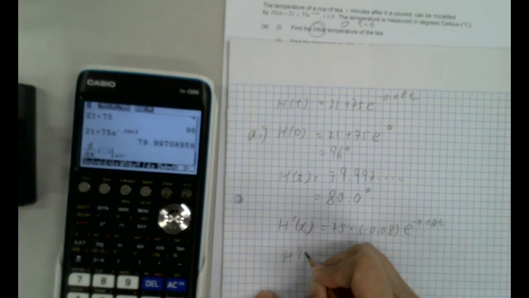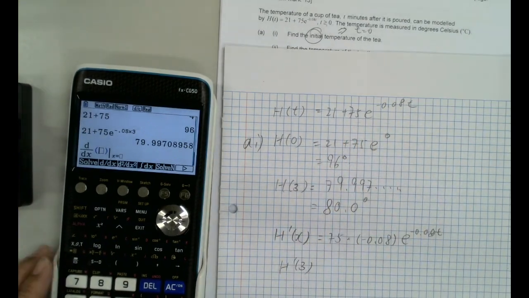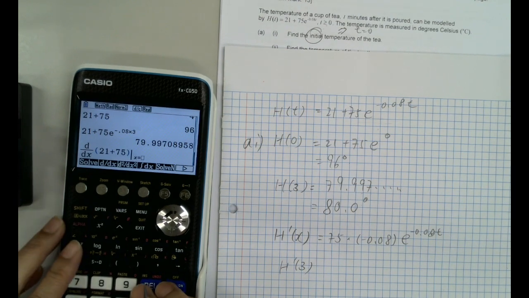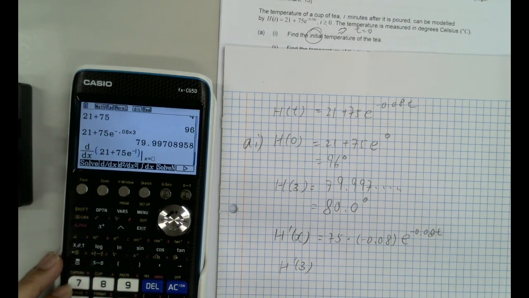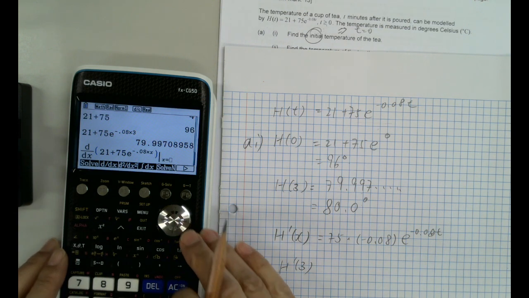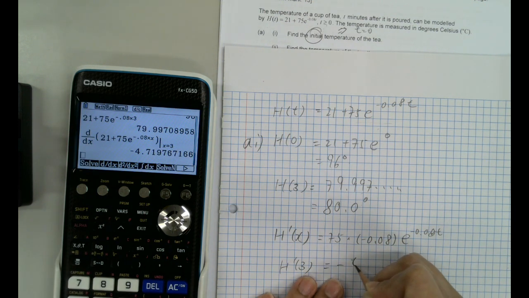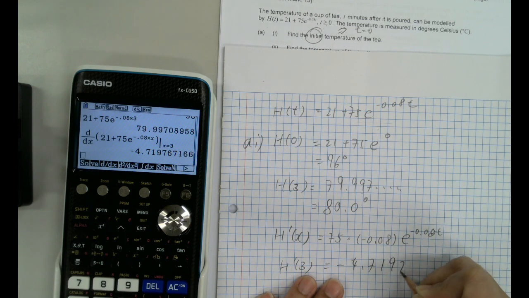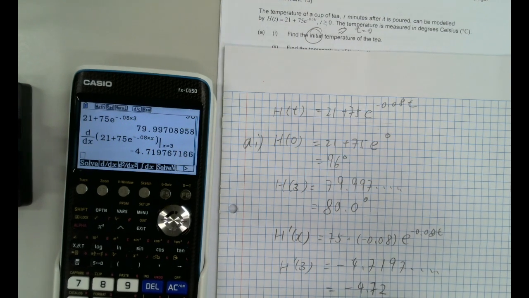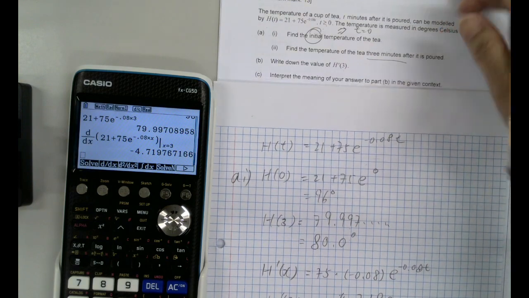So for H'(3), we key in our equation, 21 plus 75 e to the power negative 0.08 times x. Then when x equals 3, you get the answer, which is negative 4.7197, so it's negative 4.72. When I use a calculation, I will use the full value when I need to.